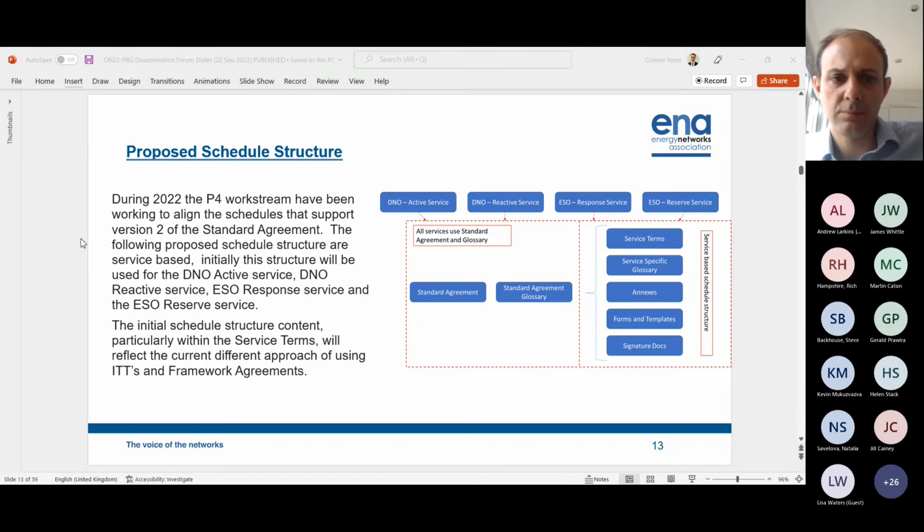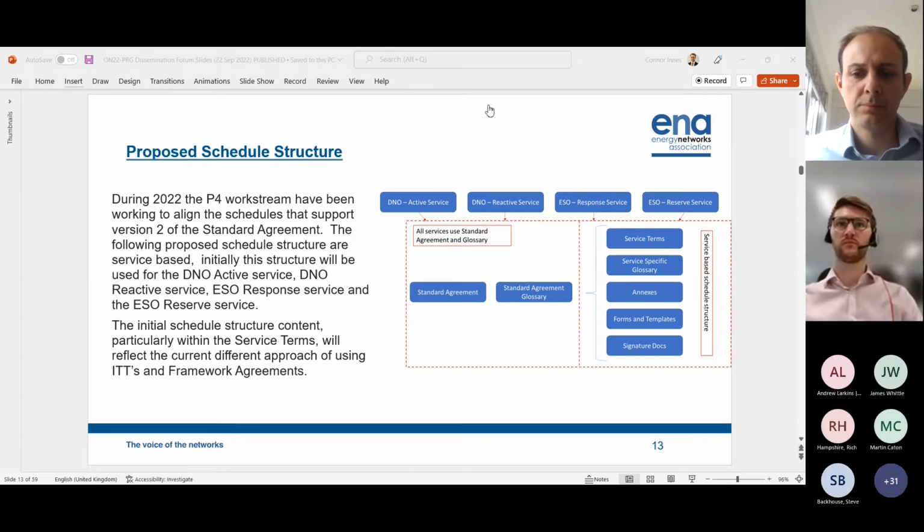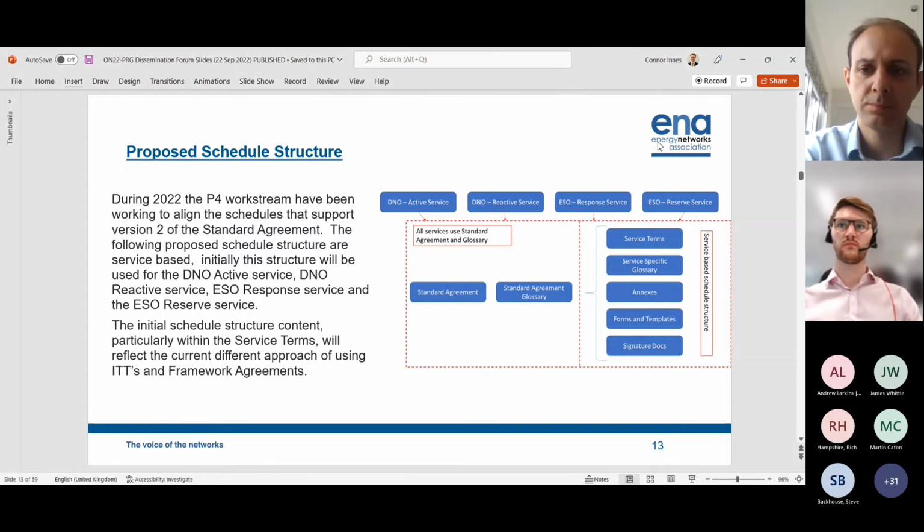As you can see on the diagram on the right-hand side, this is broadly how, at a high level, the structure is going to look. You've got the services across the top, and then the standard agreement and the standard agreement glossary, which are already there. Supporting these is this new structure, on a service by service basis. Whether you pick up the DNO active service or the ESO response service, you'd see a set of service terms, a glossary, an annex, forms and templates, and a signatures document area. If you just move on to the next slide, please, that'd be great.